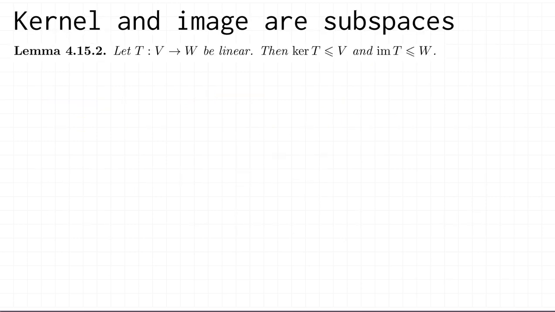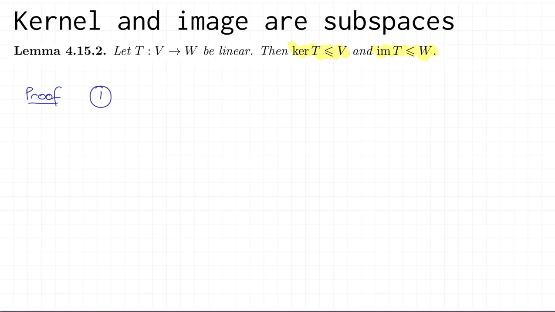Let's now finally prove what I said, or at least part of what I said earlier, which was that the kernel and the image of a linear map are in fact subspaces. So if you have a linear map T from V to W, the kernel is a subspace of V, and the image is a subspace of W. So we'll do the proof for the kernel. We have to prove that the kernel passes the subspace test. It's got to pass all 3 conditions for being a subspace.